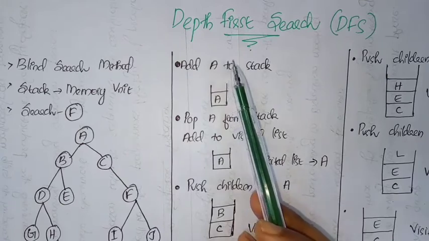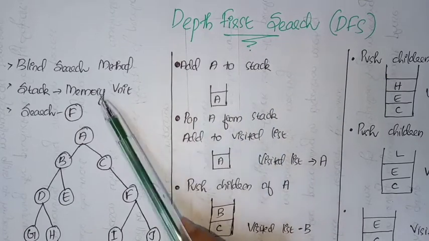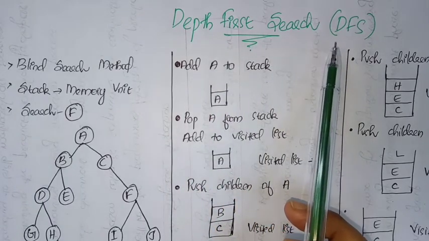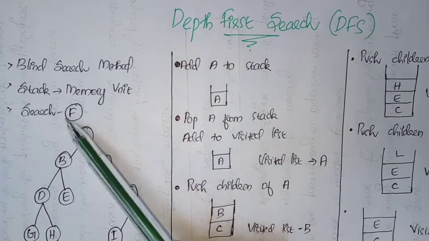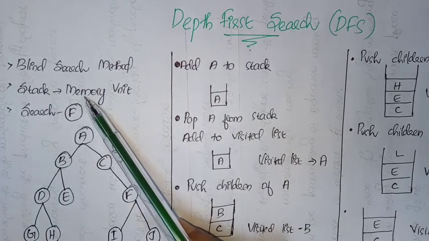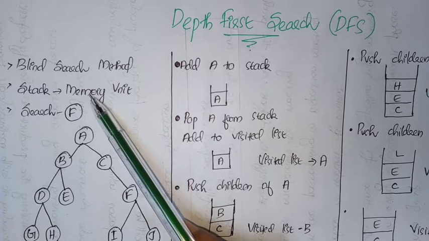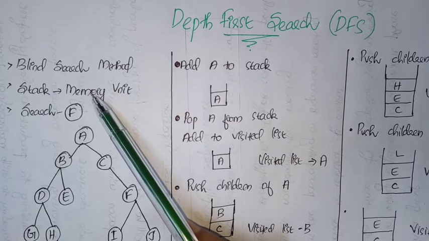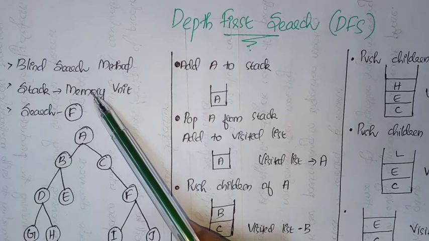We know that depth first search and breadth first search are two blind search methods. Coming to DFS, the memory unit that is used is a stack. DFS is mainly used for searching, and here the searching is done in such a manner that the depth wise search is carried out first. In the case of breadth first search, level wise search is carried out first, but in the case of DFS, a depth first search is carried out. So let's see how DFS works with the help of a tree.